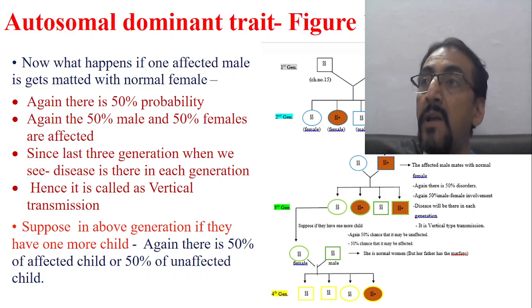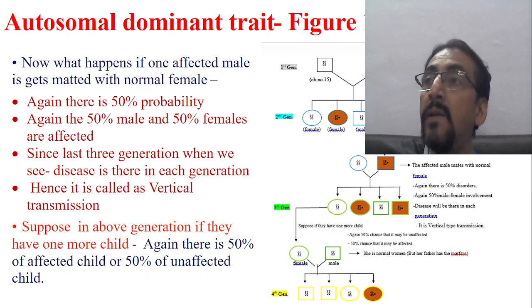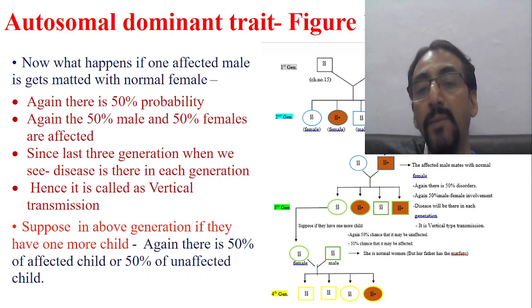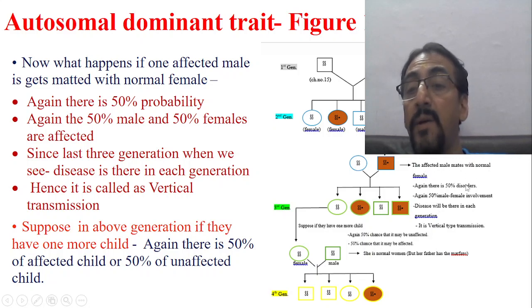50% of males are affected, 50% of females are affected. The male and female ratio is 50-50. Among the diseased children also, 50% are male and 50% are female. So this is the third generation, where the affected male and female mate with normal partners.